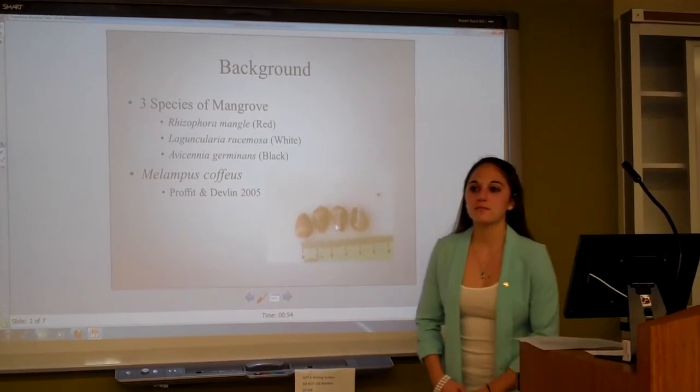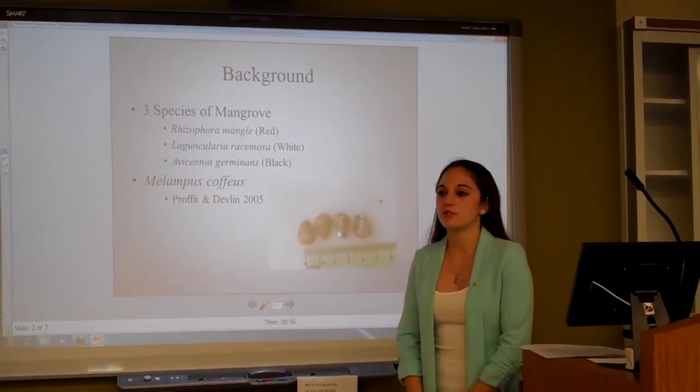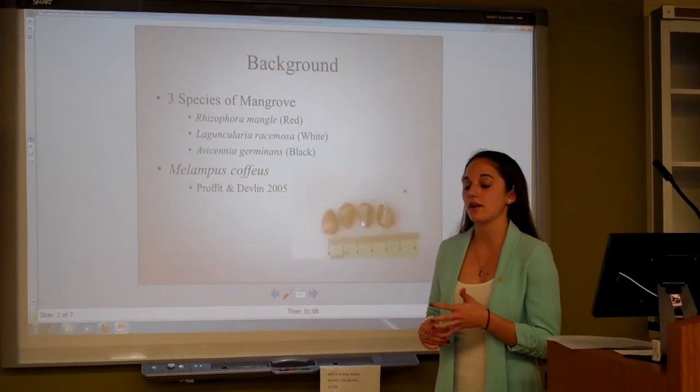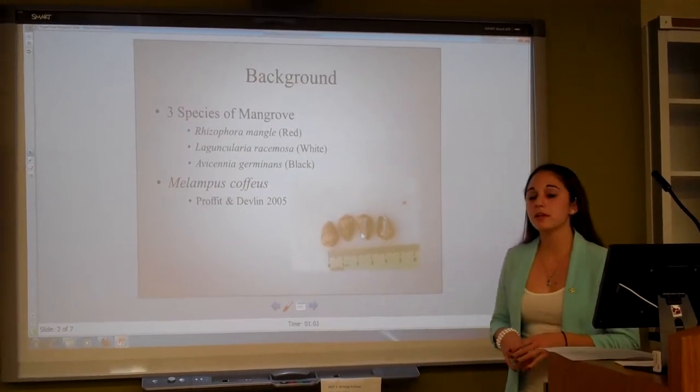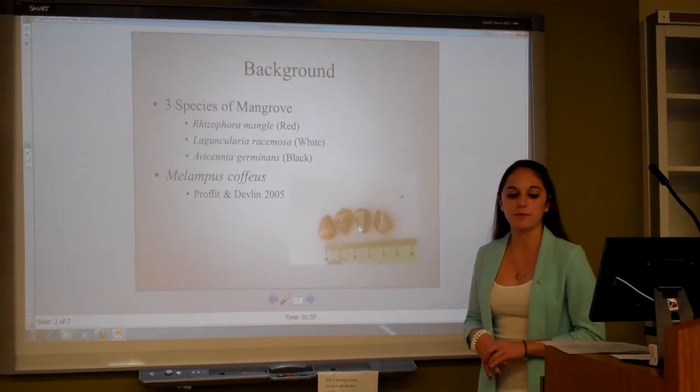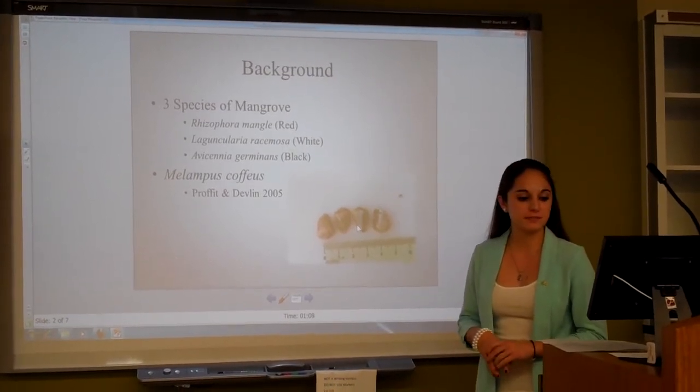So what are mangroves? Mangroves are trees that are found in tropical to subtropical areas around the equator, or between 30 degrees north and south latitudes. Mangroves play an important role in protecting the land from erosion and also providing shelter for many different species.